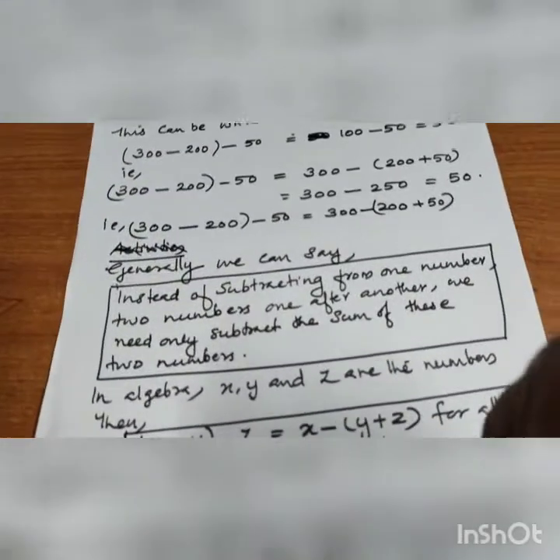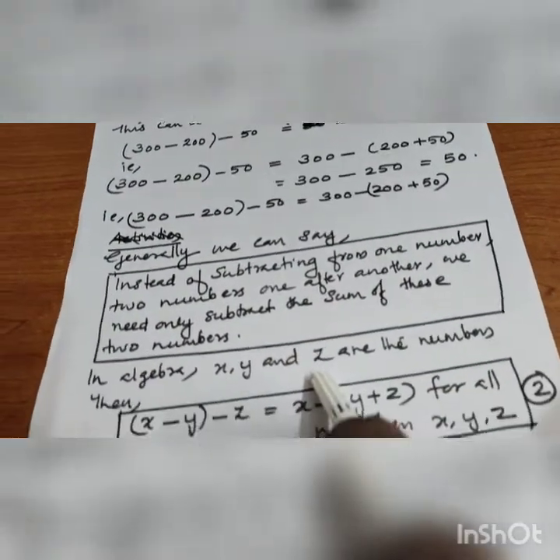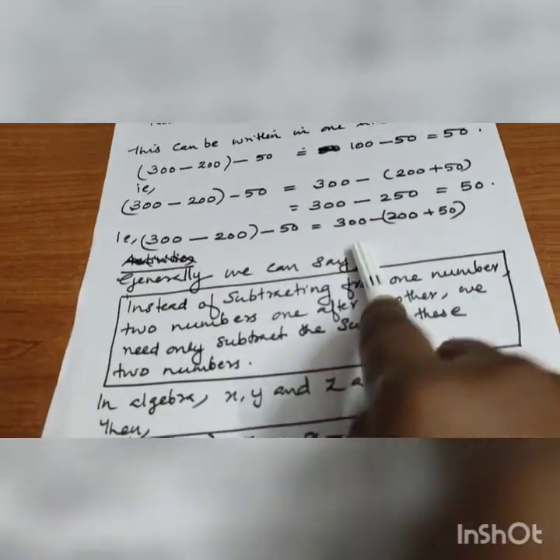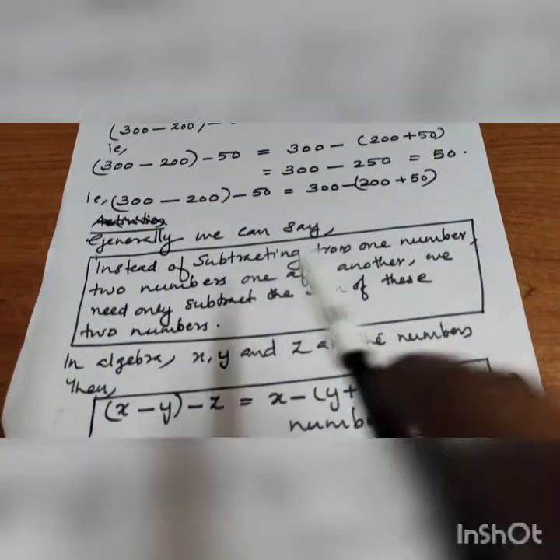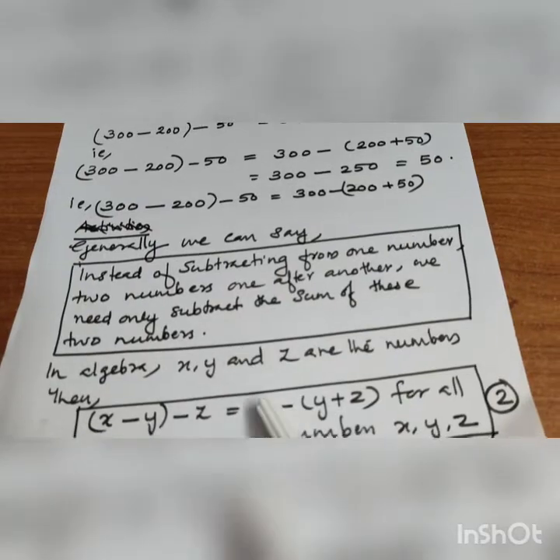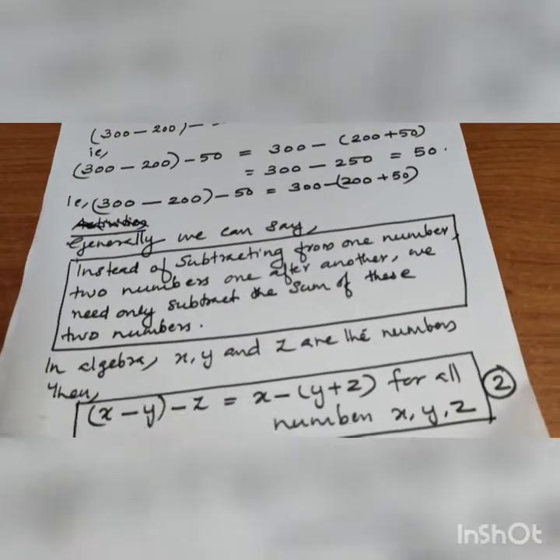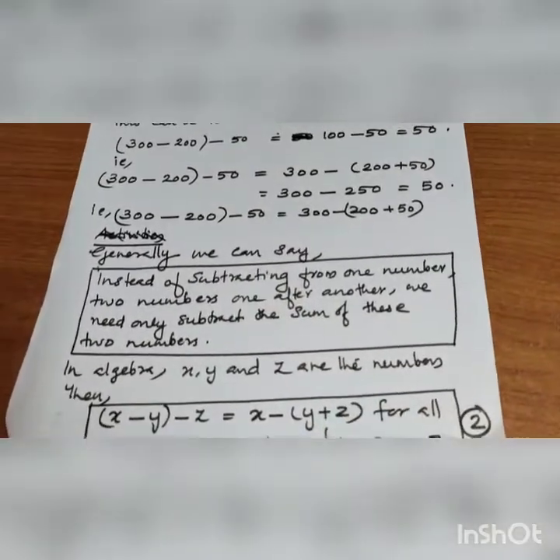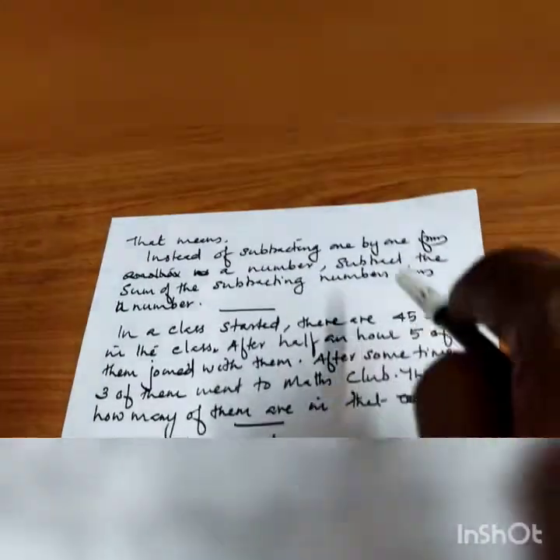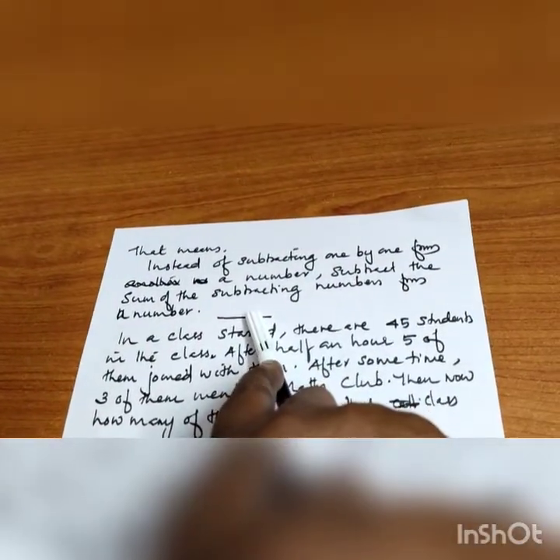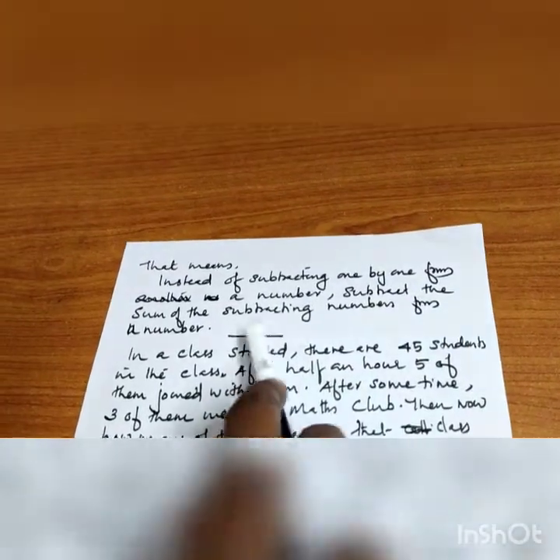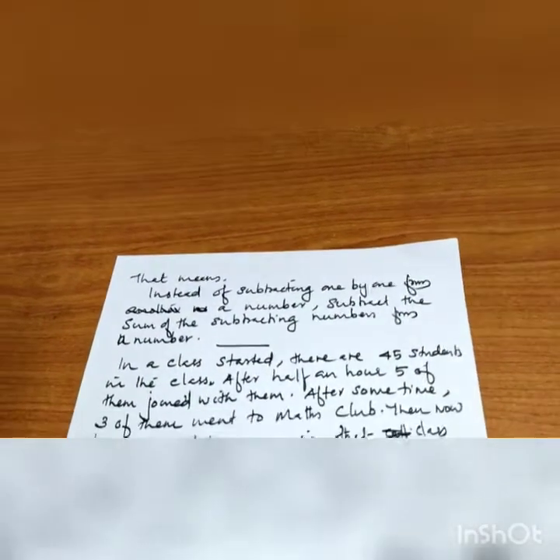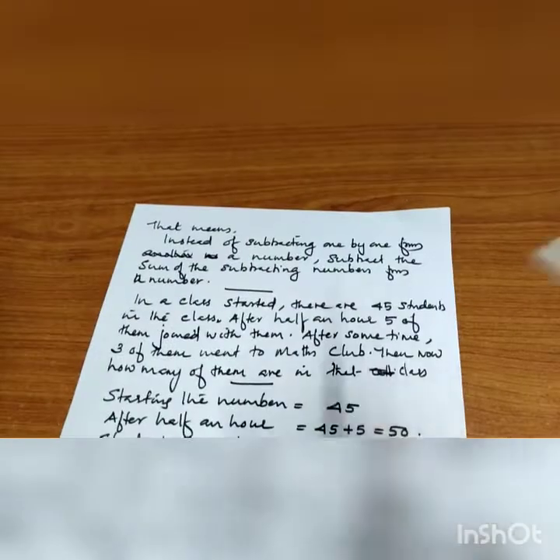In algebra, we can say that x, y and z are the numbers. Then x minus y minus z is equal to x minus y plus z. First subtract y, then subtract z. Instead of that, subtract y plus z from x. For all numbers x, y and z. That is the second rule. That means instead of subtracting one by one from a number, subtract the sum of the subtracting numbers from the first number.